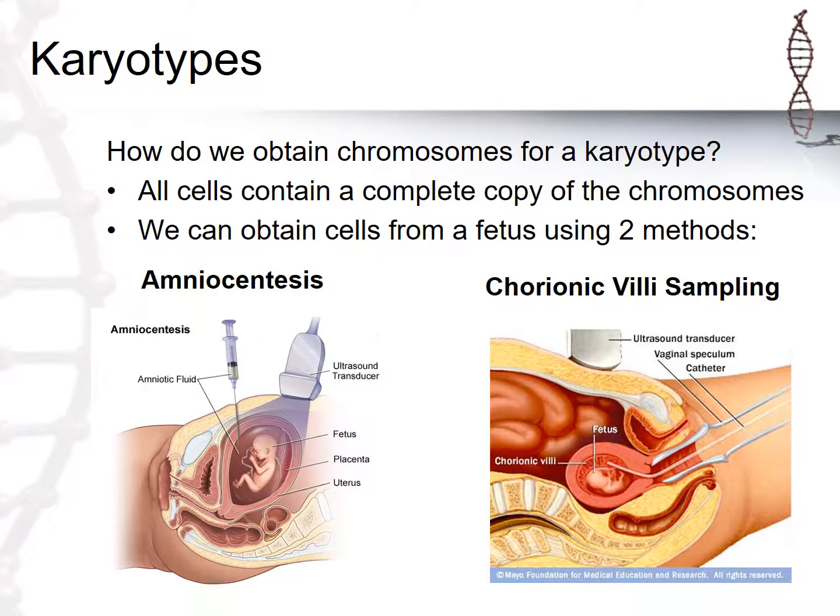To do karyotypes, samples are historically taken in two different ways. First is an amniocentesis, that is taking a really long needle and putting it through the stomach of a pregnant woman into the amniotic fluid, withdrawing a little amniotic fluid, and then sending it off to be tested.